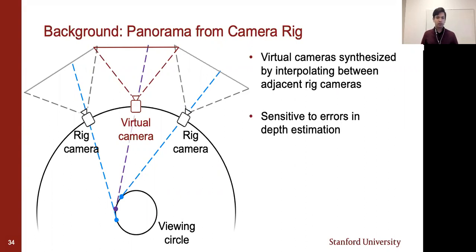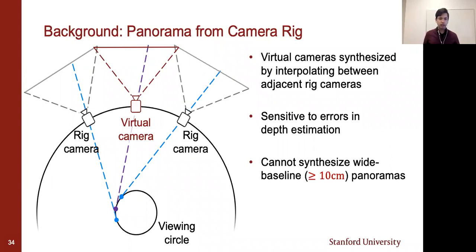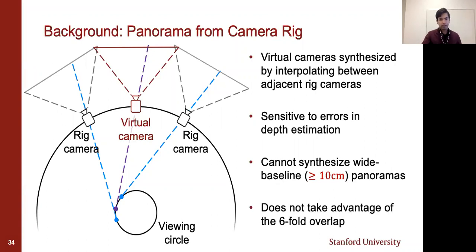However, since this method uses only 2 cameras at a time, it is highly sensitive to errors in individual depth estimation. Moreover, this method breaks down at about 9 or 10 centimeters baseline and cannot synthesize wide baseline panoramas due to field of view limitations. And finally, it doesn't take advantage of the 6-fold overlap that we have in our camera rig. Instead, we would like to come up with an algorithm that can jointly use the information from all of the rig cameras to synthesize robust wide baseline output panoramas.